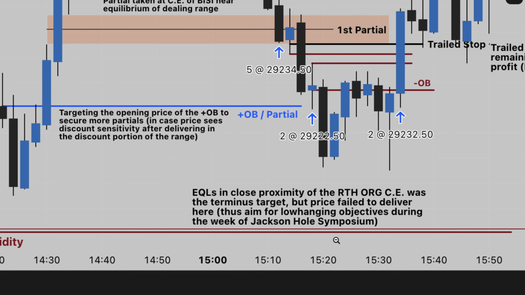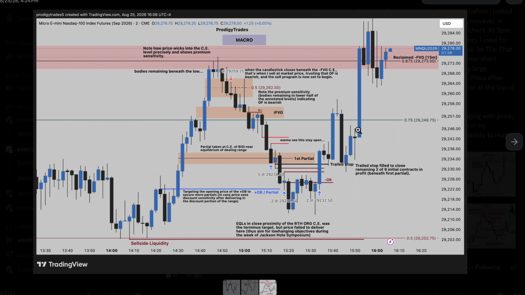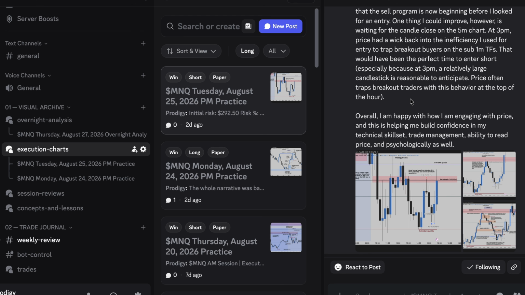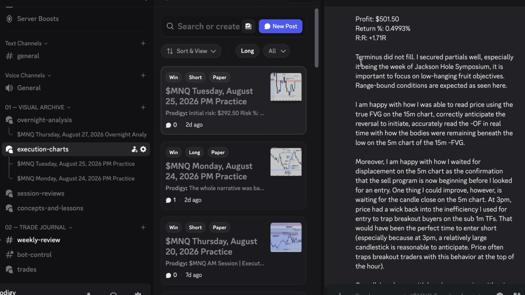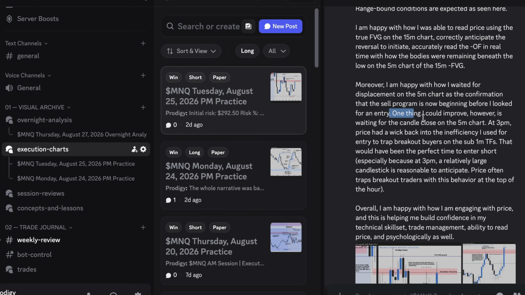And I'm also writing down the importance of aiming for low-hanging objectives, especially during the week of Jackson Hole Symposium, where price is likely to be range bound and have sharp, violent retracements, as we can see here. So this is just an example of how I annotate my executions, how I journal my setups, how I'm writing down my inner dialogue, and how I document, store, and organize all of these in a way that works for me. And with the screenshots, I add a reflection on how I felt, what was going through my head, what I did well, some things that I could improve upon.